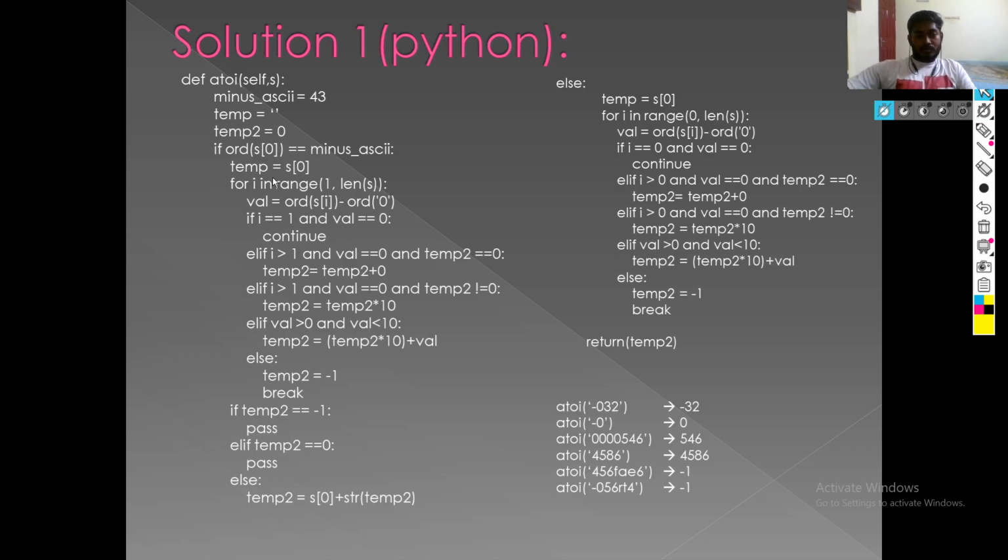This is the code which I created to implement an Atoi function. Before that, we should know whether a minus sign is present before the integer value. We should also take that into consideration, for example minus 32. For that, we get the ASCII value for the minus, which is 43. If you don't know what an ASCII value is, we can simply write ord of the string minus. It will also give the same value, 43.